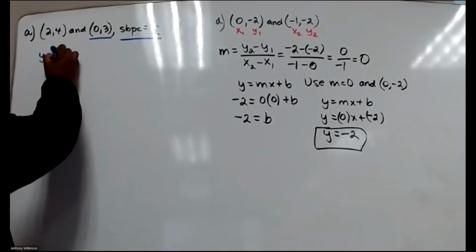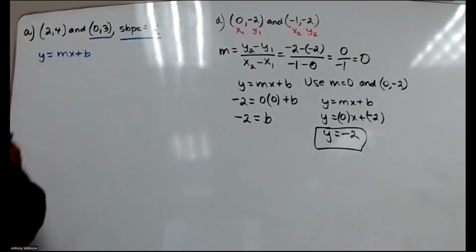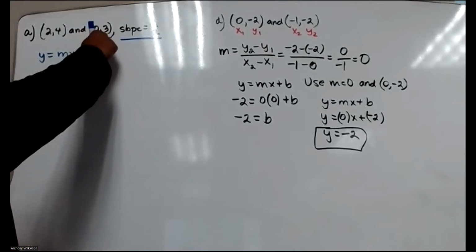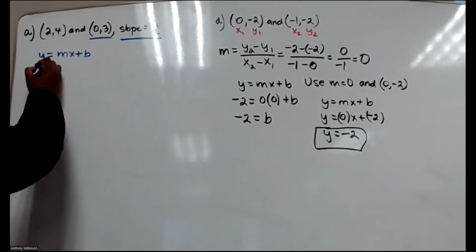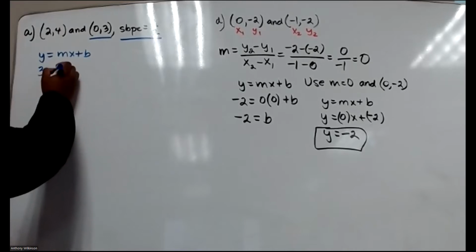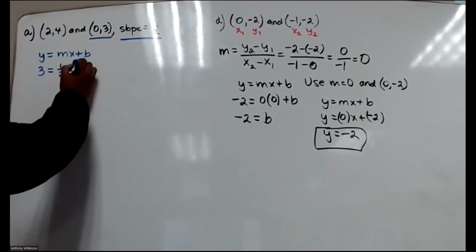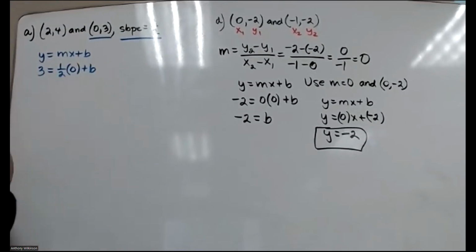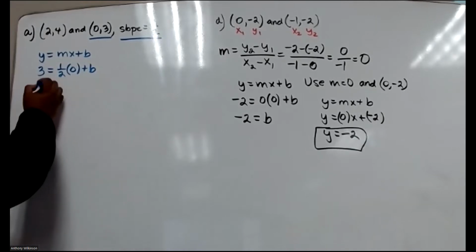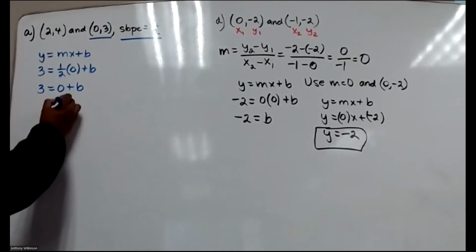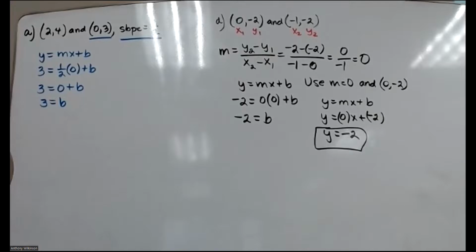And that's y is equal to mx plus b. And here the y is the second number in that ordered pair. That'd be 3. That's equal to m, which is your slope, 1/2, times x, which is the first number in that ordered pair. That's 0 plus b. 1/2 of 0 is 0, so this will be 3 is equal to 0 plus b. And if I add 0 and b together, I will get b. So that means b is equal to 3. That's going to be your y-intercept.